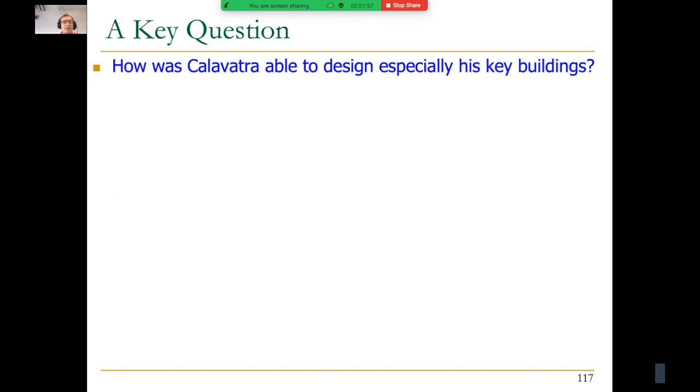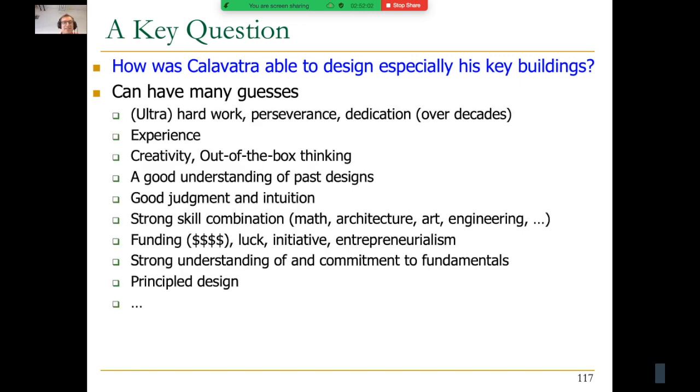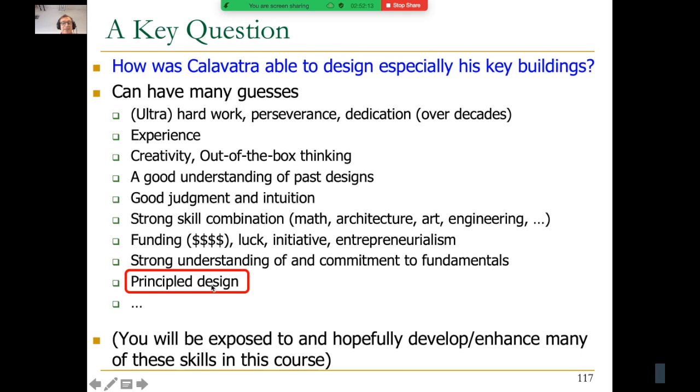Now let me pose you another question. How was Calatrava able to design especially key buildings? You can have many guesses in terms of this, but it's not so much different from designing a computer architecture in the end, basically. I think I will point out especially the last two over here, which is principled design. So he was a very principled designer. That's why he was so successful. And we will at least flash the principle in a little bit. And he was also very strongly committed to understanding basically the use of fundamentals. So he started very fundamental and applied the principles on top of those fundamentals. I think these two are for sure.